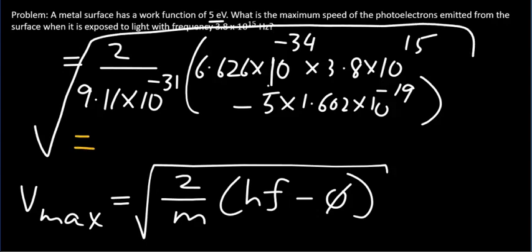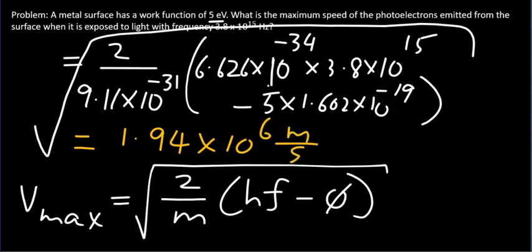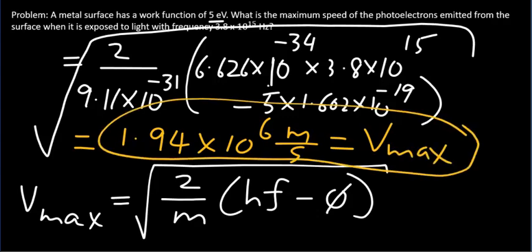And that will give you an answer of 1.94 times 10 to the power 6 meters per second for the maximum speed of the photoelectron. And that solves the problem.